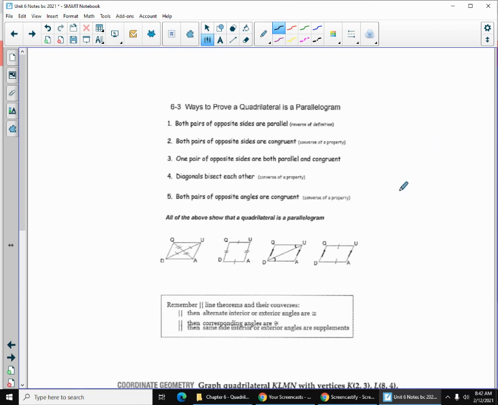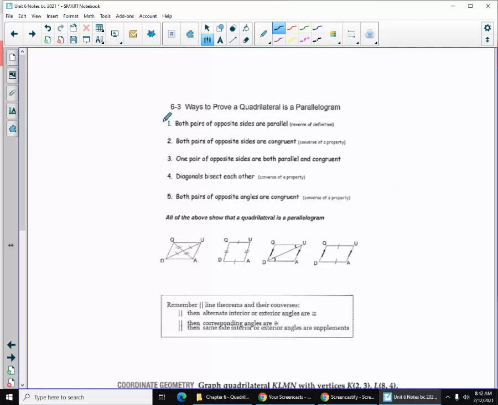Hello students, welcome to section 6.3, and today we'll talk about ways to prove a quadrilateral is a parallelogram. In other words, we'll talk about the converse of section 6.2. In 6.2 we talked about the properties of a parallelogram, and today we'll reverse it.